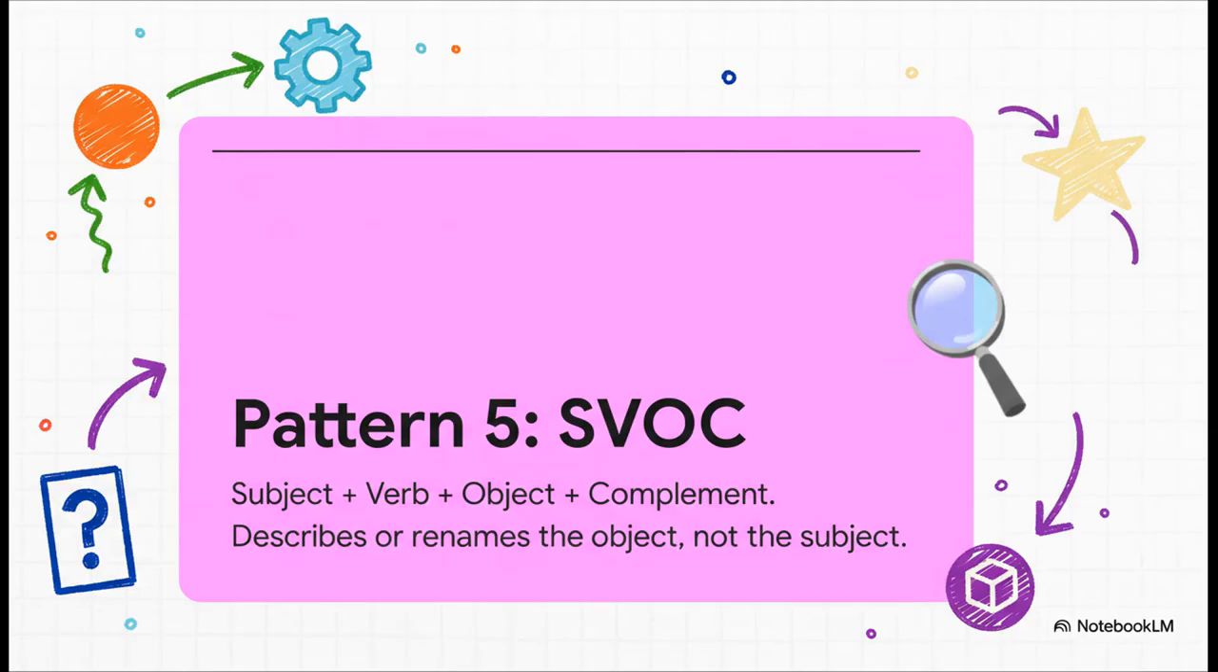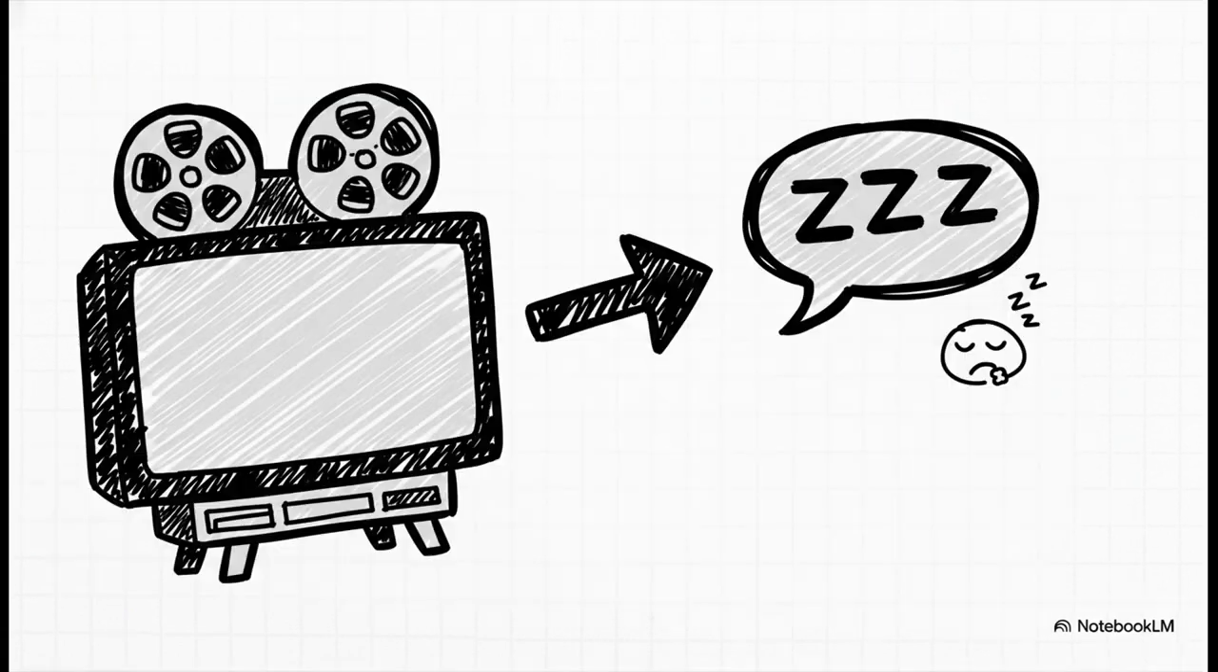And last but not least, our most complex floor plan, SVOC. Here we have a subject, a verb, and an object, but we also add a complement. Now, unlike the SVC pattern we just saw, this complement describes the object, not the subject, so you're adding another layer of detail in a super efficient way. For example, we found the movie boring. See how boring isn't describing we? Nope, it's describing the object, the movie. We're giving more information about the object of the sentence. That's the key difference here.